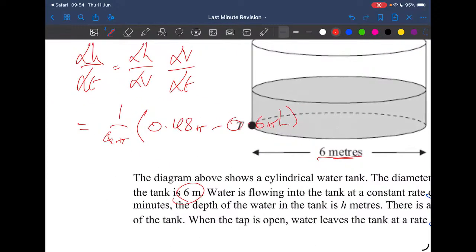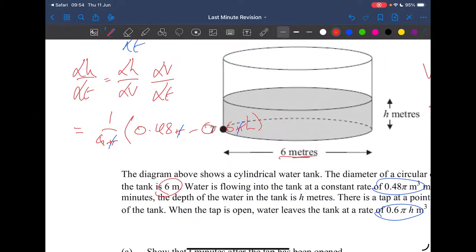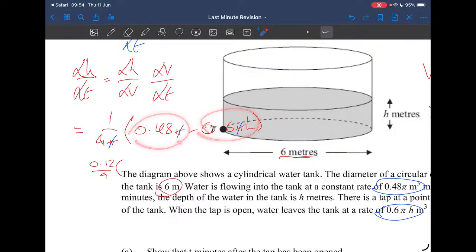From there then, I'm going to factorize out 0.12 pi. So think 48 and 60, both multiples of 12. So we'll take that out the front. I've got a pi down there. I've got, do that in blue, pi there, pi there, pi there. It's pi's everywhere, and now there's no pi's anywhere. So what do we have? It's going to be 0.12 on 9, and then lots of all this stuff. There's 4 of them there, 5 of them there. So I've got 4 minus 5h.